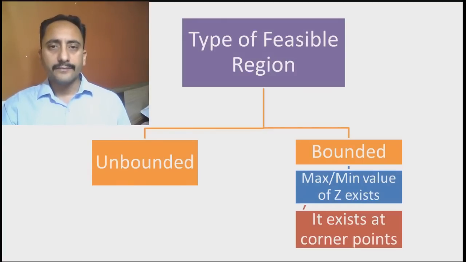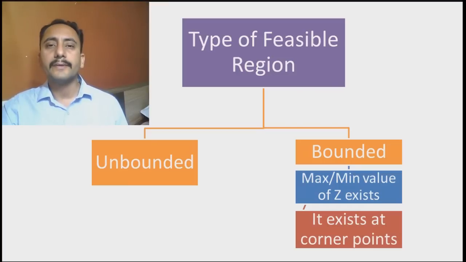In case the feasible region is bounded, then the maximum and minimum value of the objective function, which is Z, will definitely exist, will always exist. And the corner point theorem says that the maximum or minimum value of Z exists at one of the corner points of this bounded region.